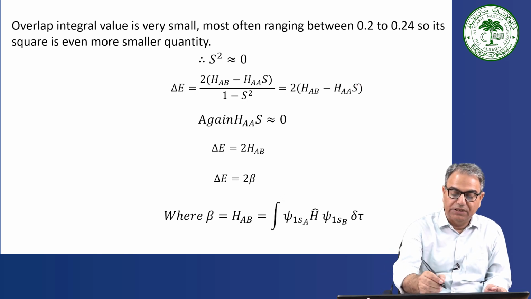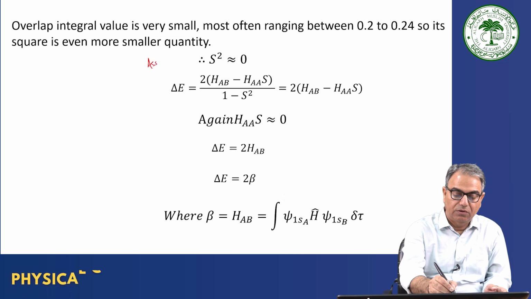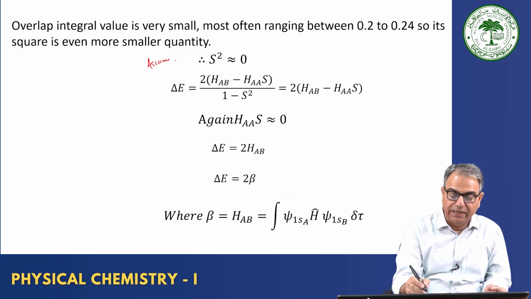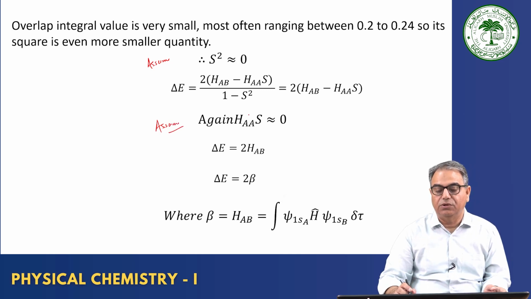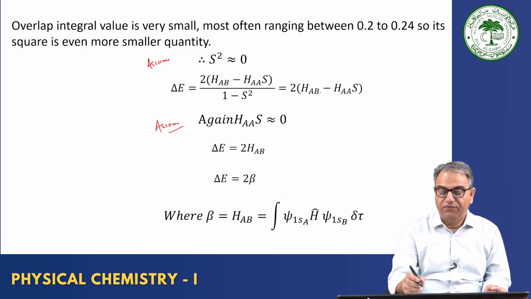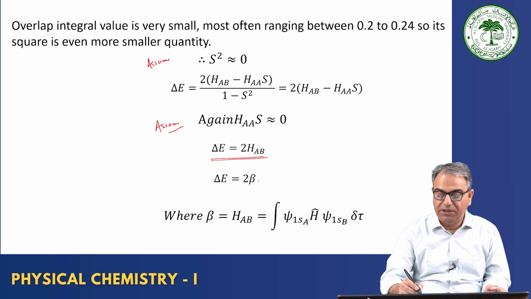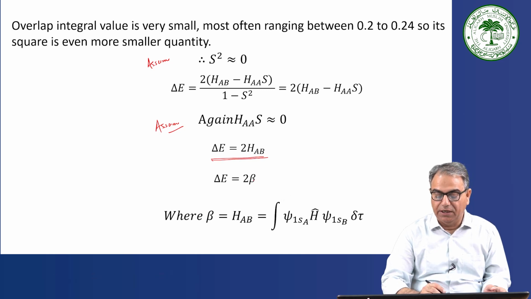So assume S square to be 0 and assume HA into S also is 0. Then what do you get? The difference between the two energy levels is 2 HAB, and this HAB we give the symbol beta, where beta is HAB. And HAB is what? HAB is the exchange integral or resonance integral.